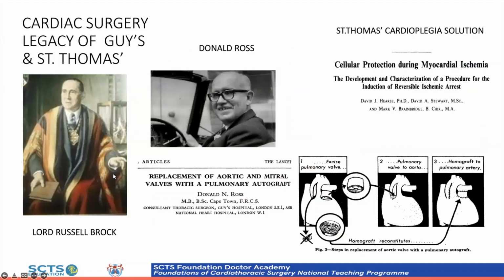In the early days, he was one of the pioneers of lung and heart surgery at Guy's Hospital, and a mentor for Donald Ross, who was a pioneer of the early valve procedures. The first ever biological procedure was actually the homograft, where he took the pulmonary autograft and put it in an aortic position, the Ross procedure. And subsequently, the innovations came in terms of the development of cardioplegia. The solution that's used all over the world, St Thomas's cardioplegia solution, was developed in our institution.